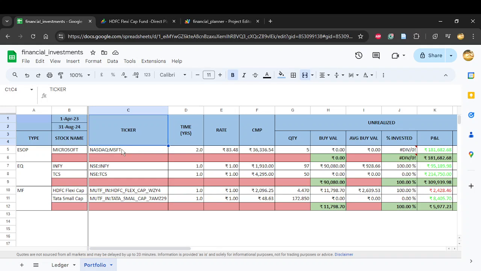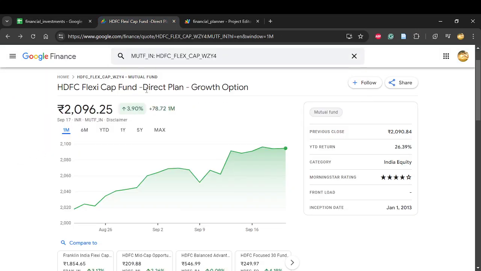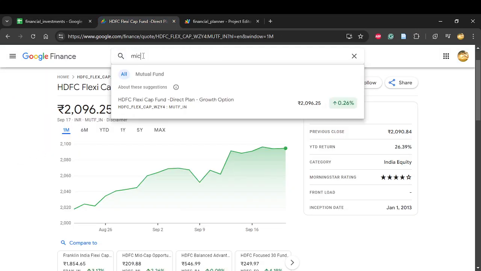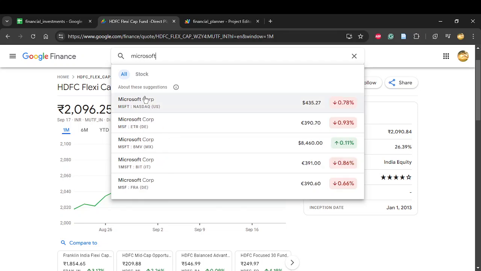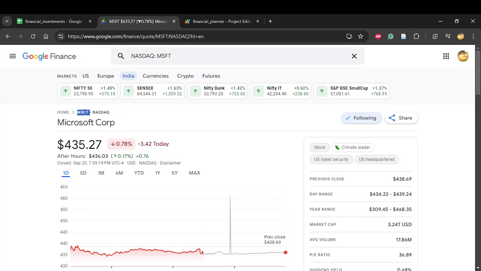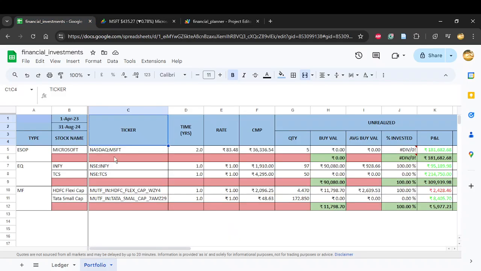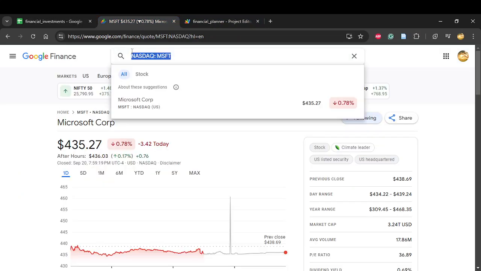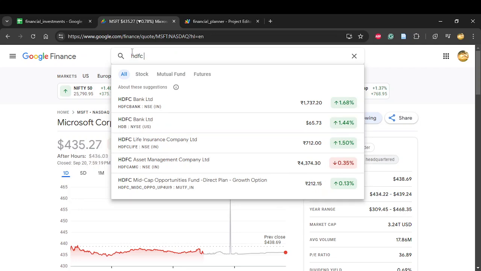So these values can be easily obtained from the Google Finance website. So if you go to Google Finance and search any of the stock, let's say if I want to search Microsoft stock, so I just type Microsoft, the Nasdaq stock, and you will have the information about the ticker as well as the exchange. So you will have to mention it in this fashion: the exchange, and then the ticker name. For mutual fund as well, if you search with the mutual fund name, you will also get similar information for the mutual funds. So let's say we search with HDFC FlexiCap.